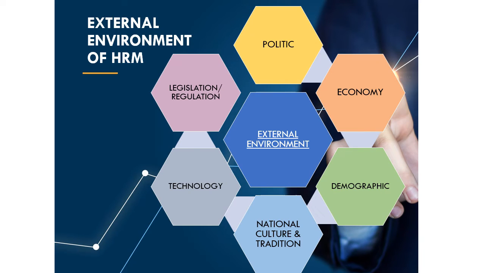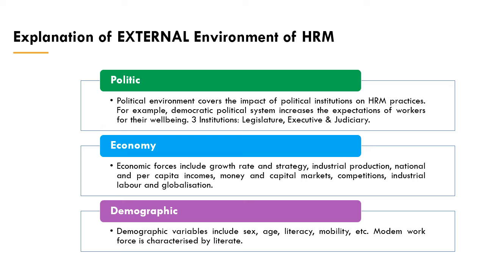The elements of the external environment come from these six factors, which are politics, economy, demographics, national culture and tradition, technology, and legislation. This is the discussion on the external environment. Number one is politics. The political environment covers the impact of political institutions on human resource management practices. For example, a democratic political system increases the expectation of workers for their well-being. The total political environment is composed of three institutions. These are the legislature, executive, and judiciary.